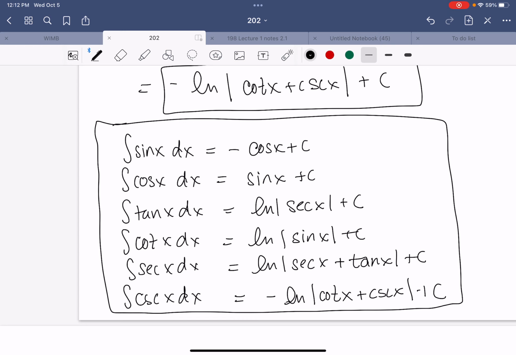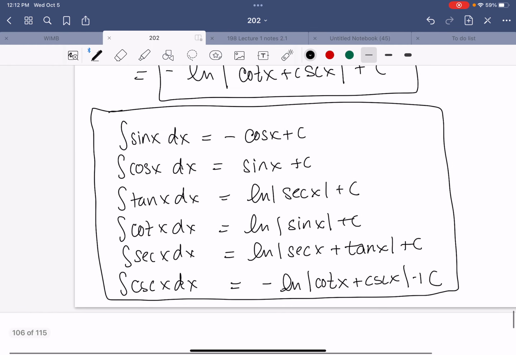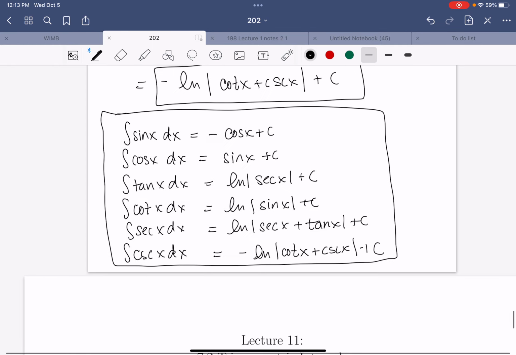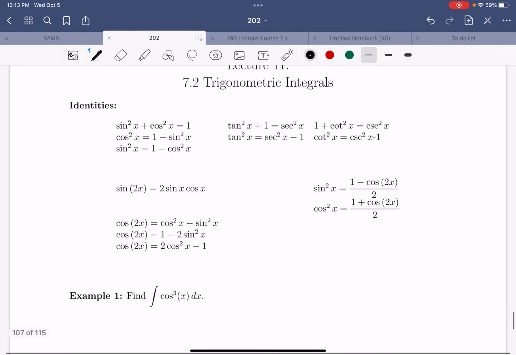And there's the integral of your 6 trig functions by themselves. Notice that I didn't need any new techniques to be able to do any of those. I did have to know what to multiply by for secant and cosecant, but the integration technique itself was just use substitution. From here, we want to be able to integrate things that are a little more complicated with higher powers.